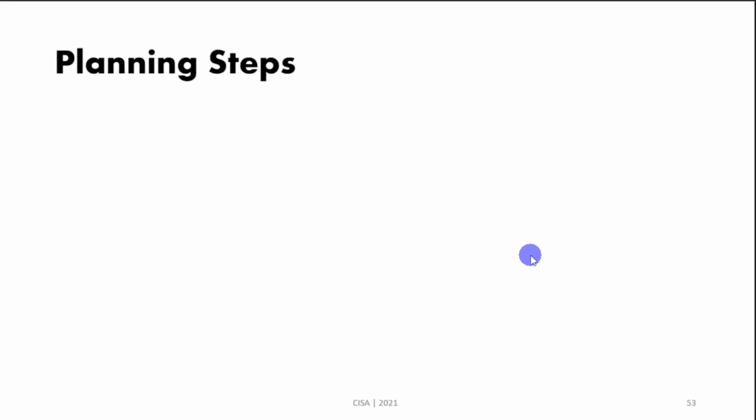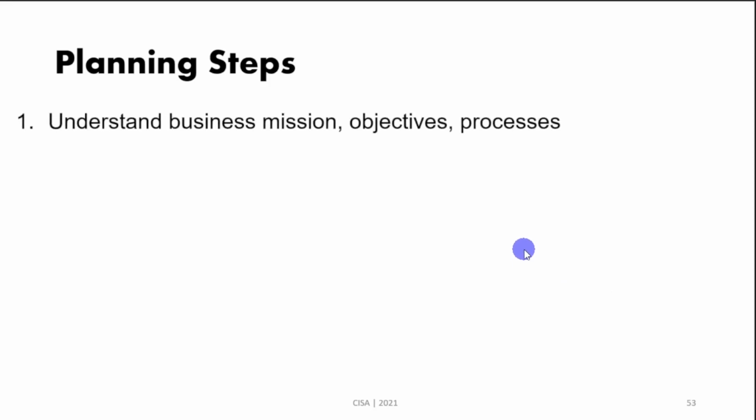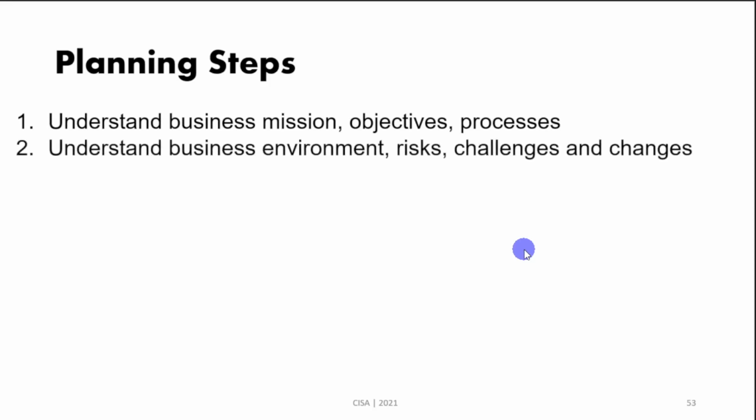In the planning steps, let's include what we just discussed. In the planning steps, we need to understand the business mission, objective, and processes. We need to understand the business environment, risk, challenges, and changes, because if we don't understand the business mission, objective, and processes, we will not be able to adequately review the policy. As I said earlier, the policy reflects the management intention. So when we understand the mission and the objective of the organization, which is communicated by the board of directors, we will be able to understand and review the policies in a good way.